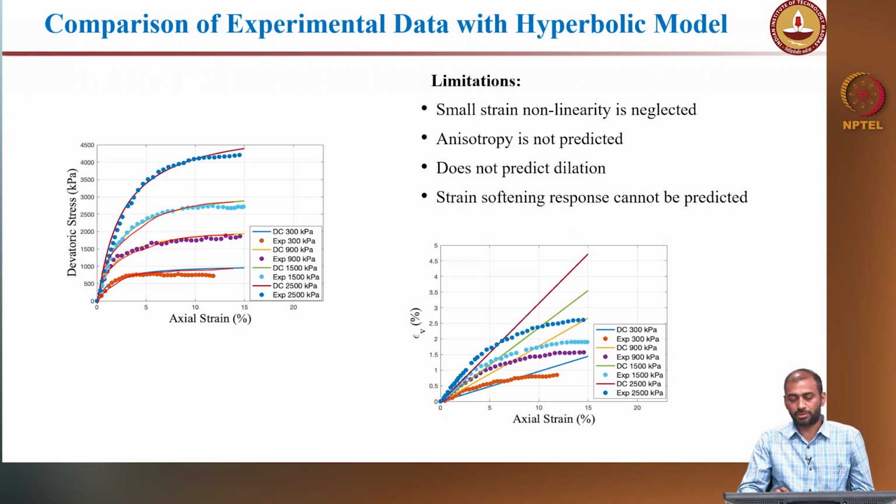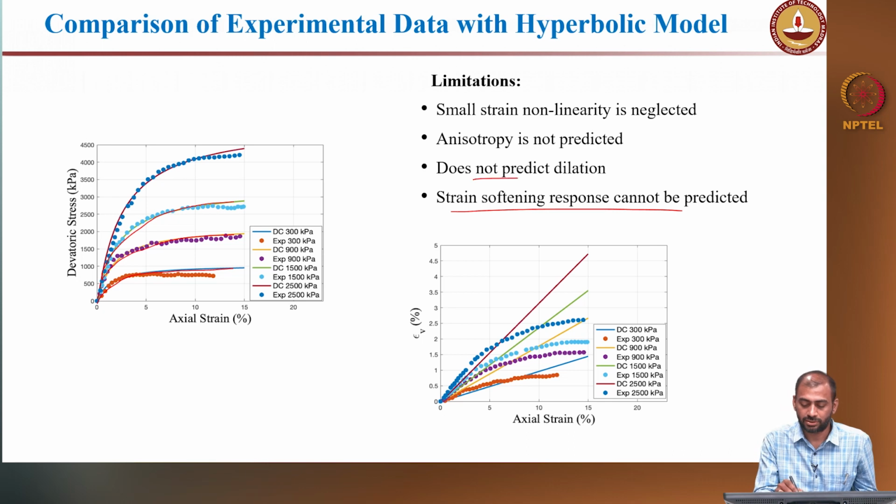So there is no term called yield. And also the softening response cannot be modeled or predicted, right. So material usually has dilation. This particular model does not predict the dilation response, right. And obviously the anisotropy and small strain nonlinearity is usually neglected using this hyperbolic model.